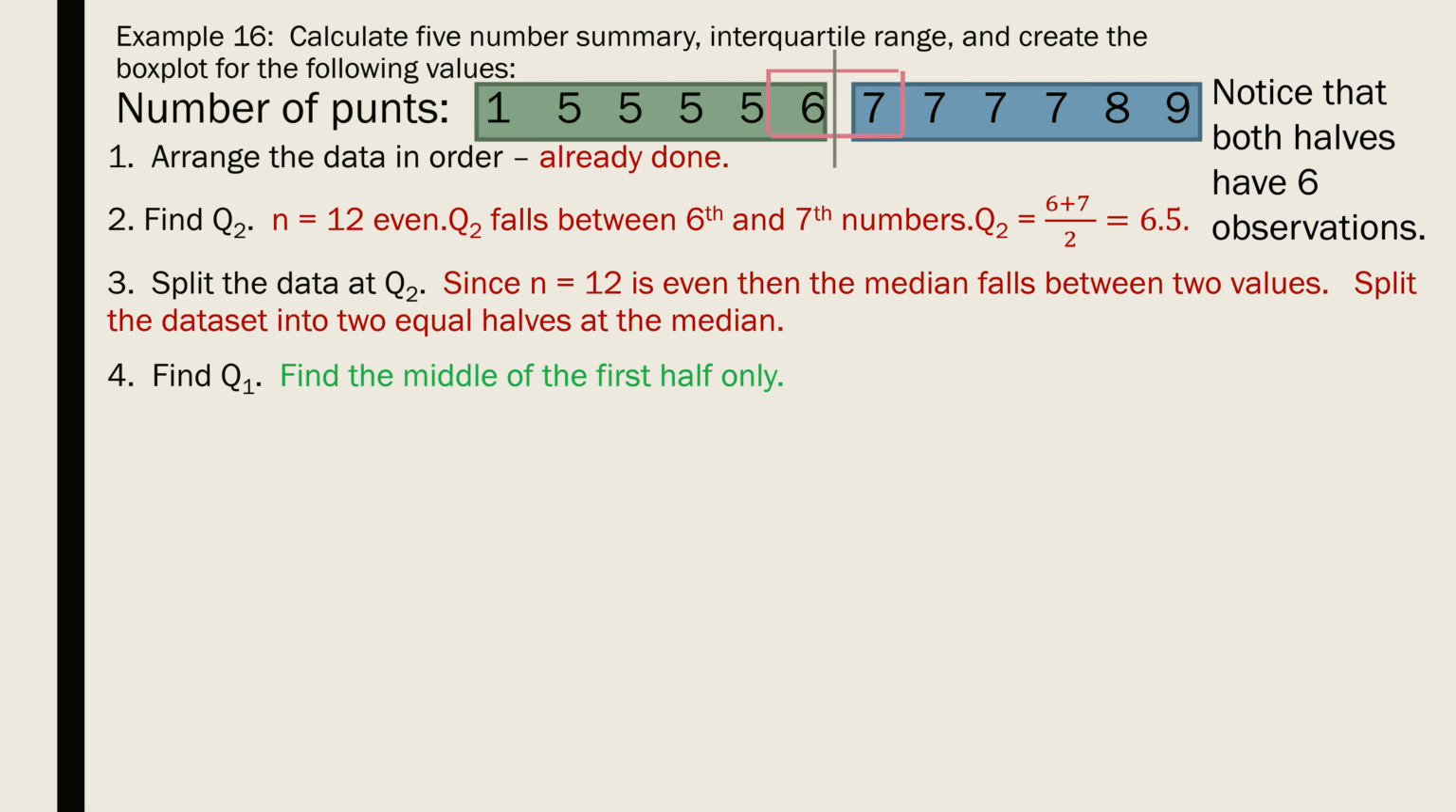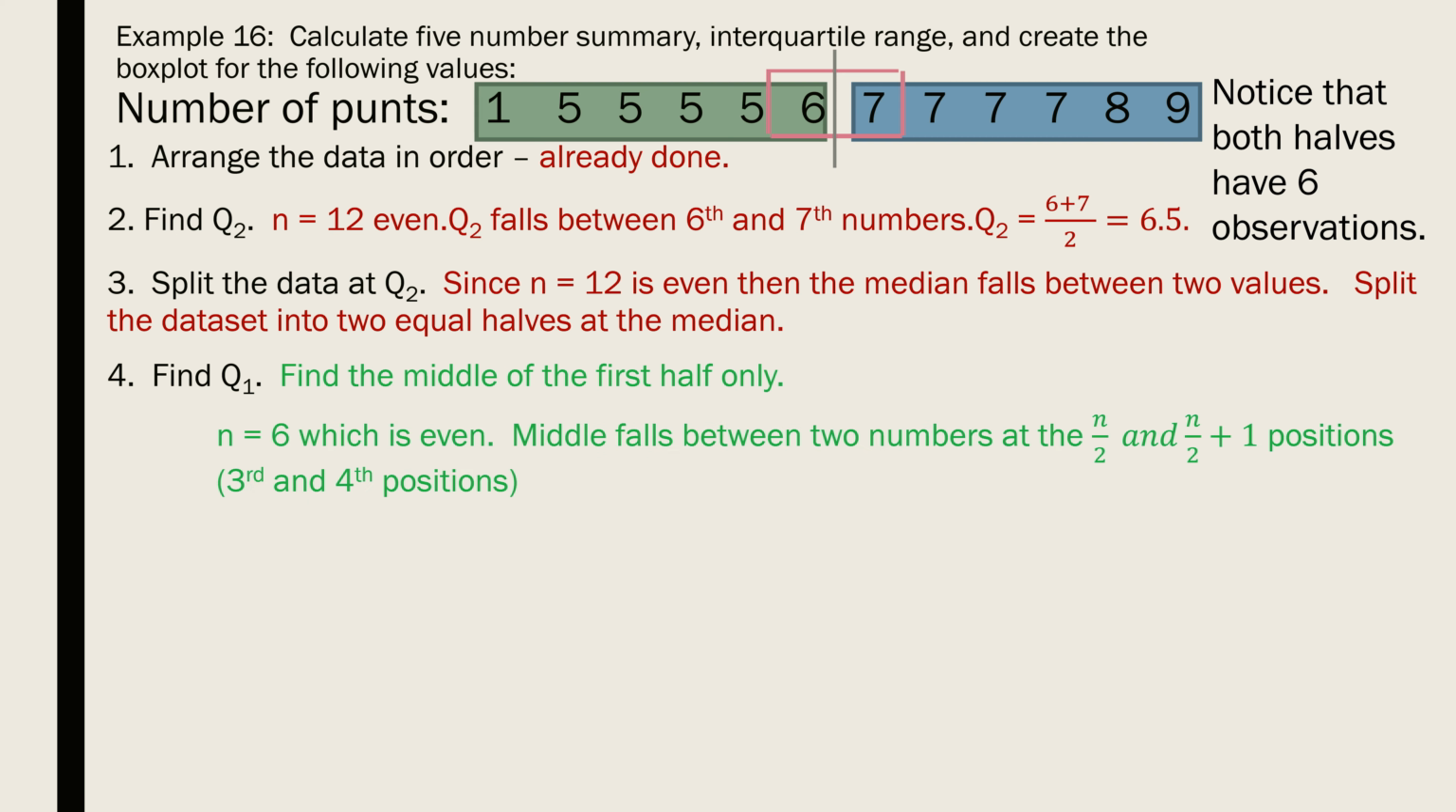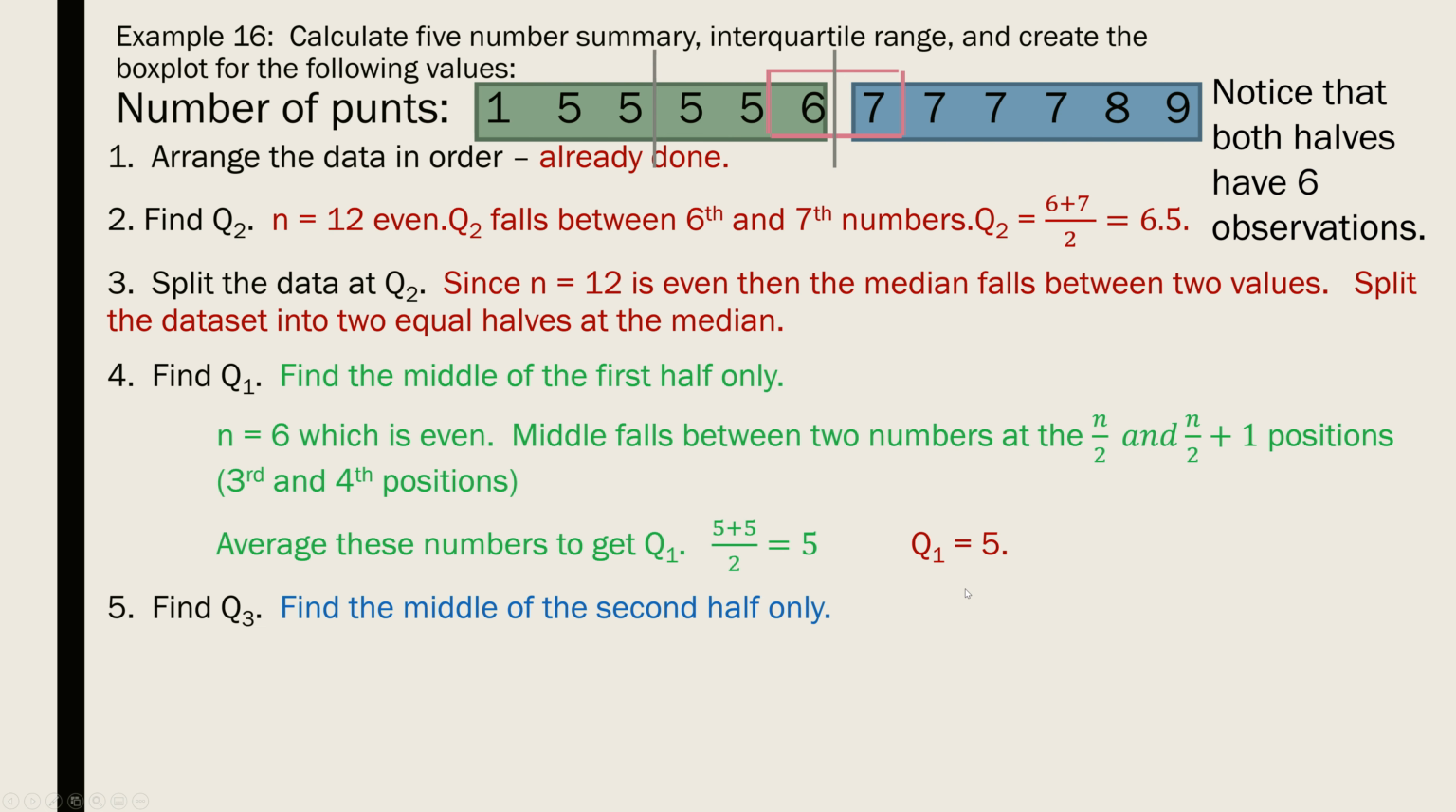So we want to find Q1, which is the first quantile. We can do so by finding the middle of the first half only. Since the first half only has 6 data points, which is even, the middle falls between two numbers at the n divided by 2 and n divided by 2 plus 1 positions, which is the third and the fourth positions. We average these numbers to get Q1, which is 5 plus 5 divided by 2, which equals 5. So the first quantile is 5.